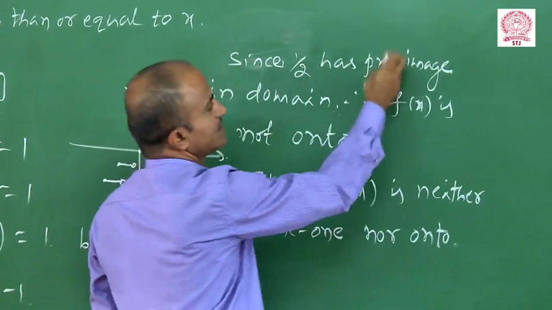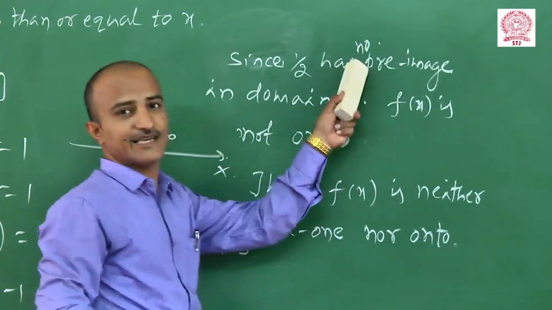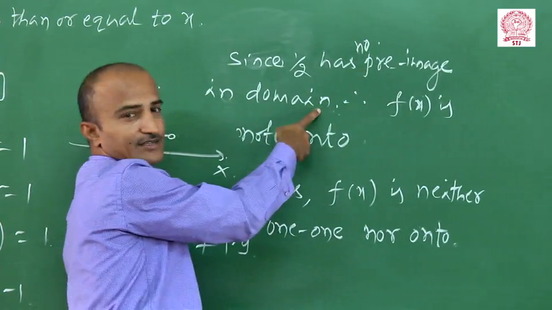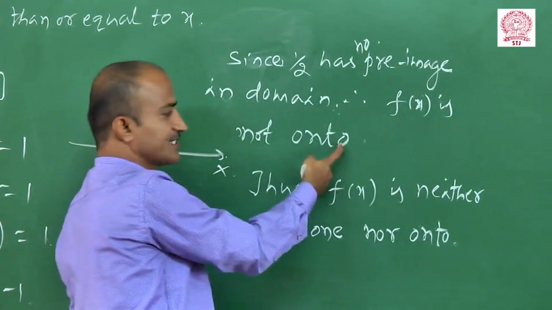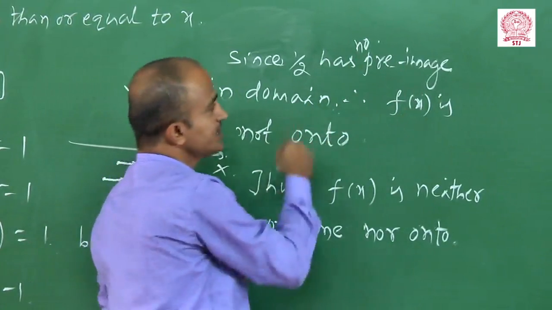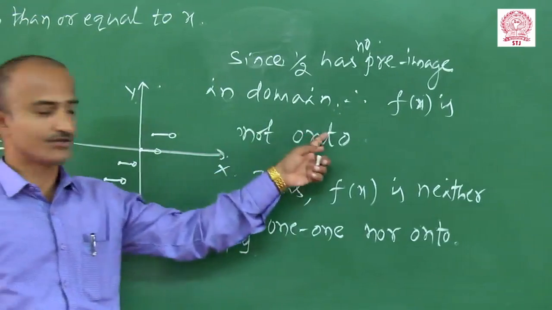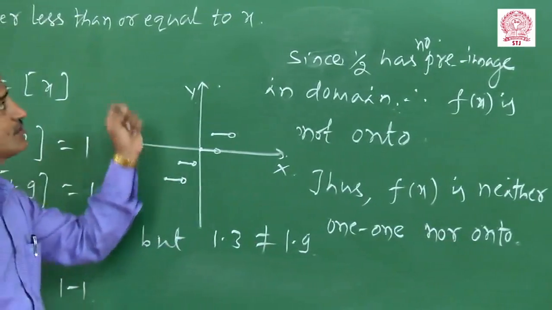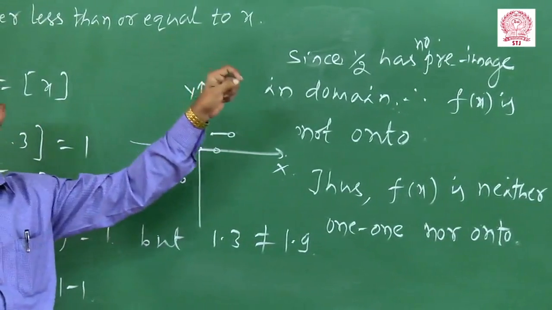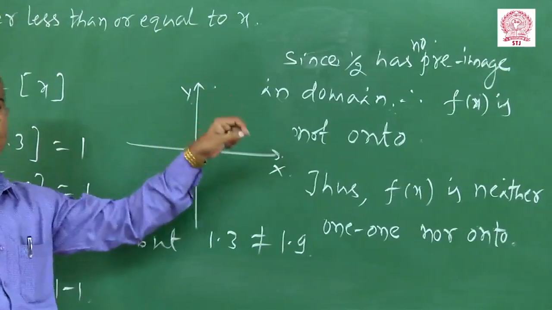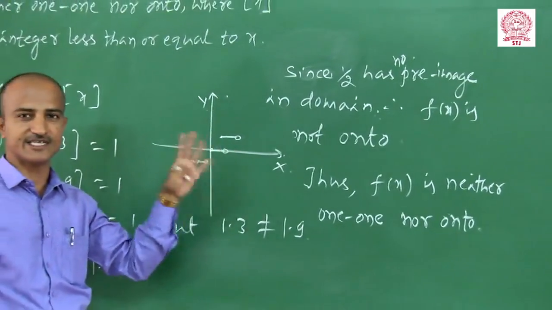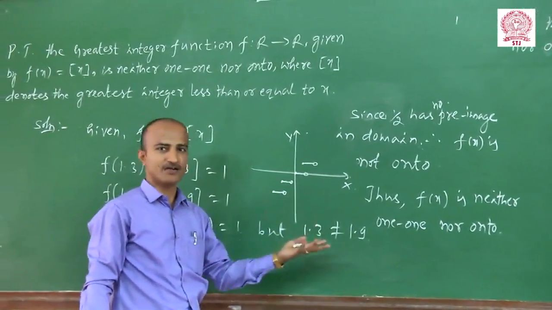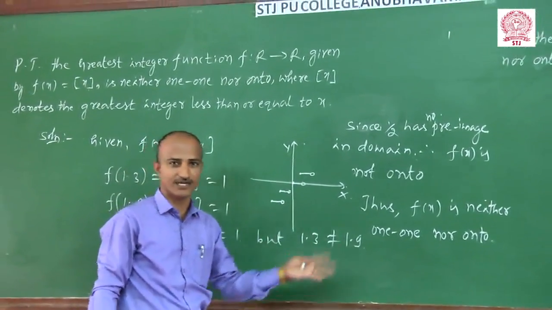Since 1 by 2 has no pre-image, see, we have written only what? No pre-image in the domain. Therefore, f of x is not onto. Since it is not 1 to 1 and not onto, it is neither 1 to 1 nor onto. So this is how we can show that the given function is neither 1 to 1 nor onto. Just examine the condition whether it satisfies or not. If it satisfies, it is 1 to 1 or onto. If not, it is neither 1 to 1 nor onto.